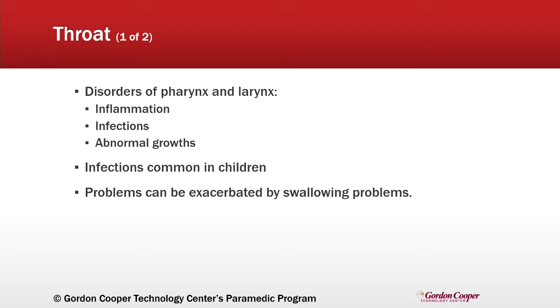Throat issues can come from acute inflammation, infections, chronic conditions, or even abnormal growths. Some common disorders include vocal cord polyps and nodules, contact ulcers, vocal cord paralysis, laryngeal papillomas, and cancers. Throat infections are especially common in children. Swallowing problems can make the throat issues seem much worse. And of course, remember, cranial nerves 5, 7, 9, and 12 are involved in that swallowing process.